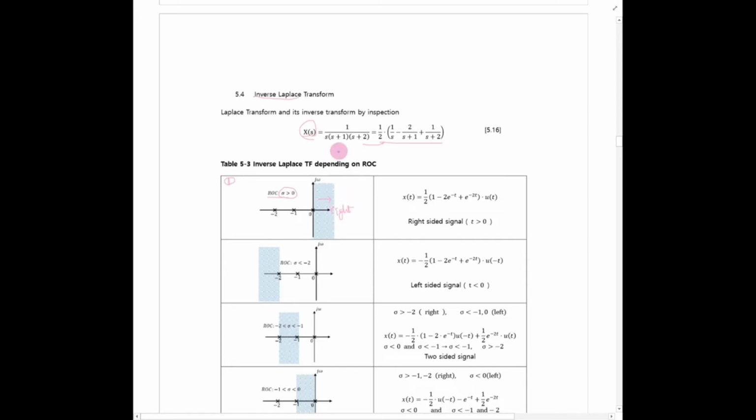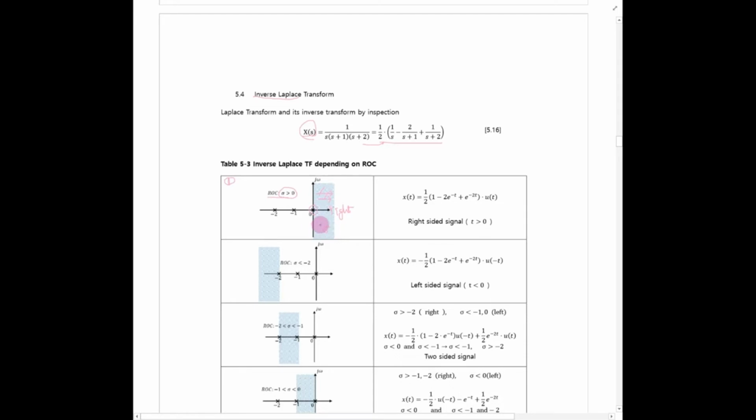Right-sided signal. So x(t) is defined for t positive. In this case, the rightmost pole is this one, so the region is to the right of it. So all these three components are right-sided signals, and we get this area satisfied.